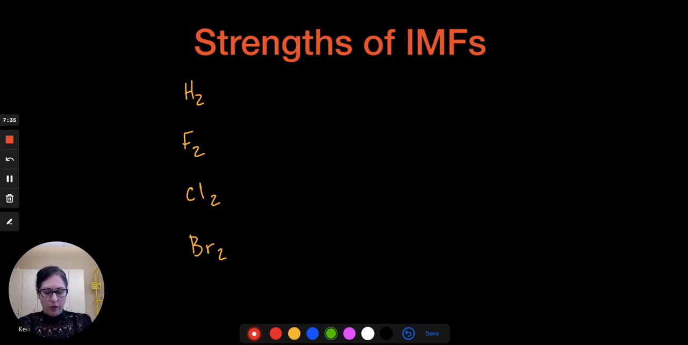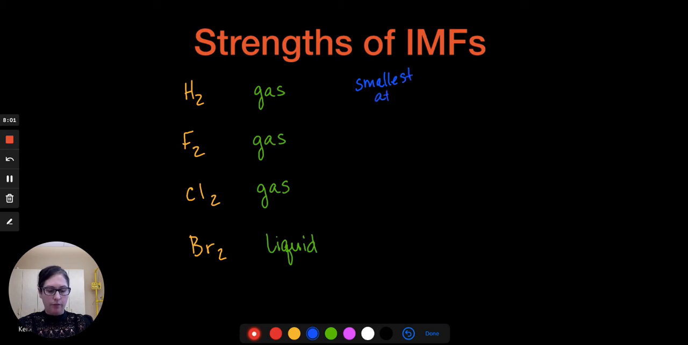And what we know is that H2 is a gas, F2 is a gas, Cl2 is a gas, and Br2 is actually a liquid under the same conditions, okay, room temperature. So what happens as we go down this list? Okay, we are increasing. So this is the smallest atom at the top with hydrogen, or molecule if you're talking about the diatomic molecule. And Br2 is the largest.